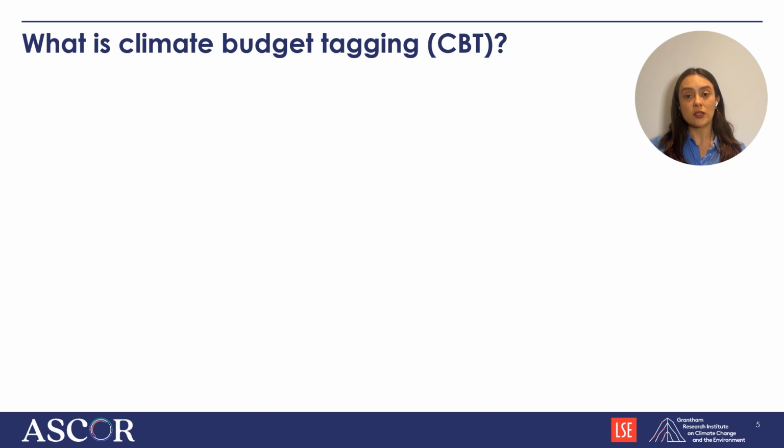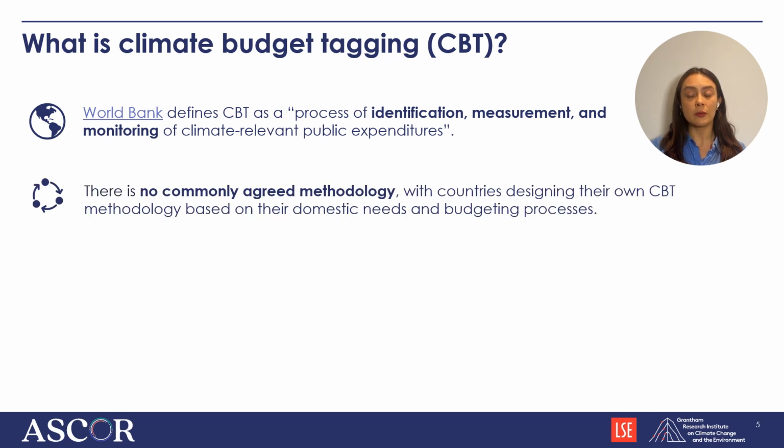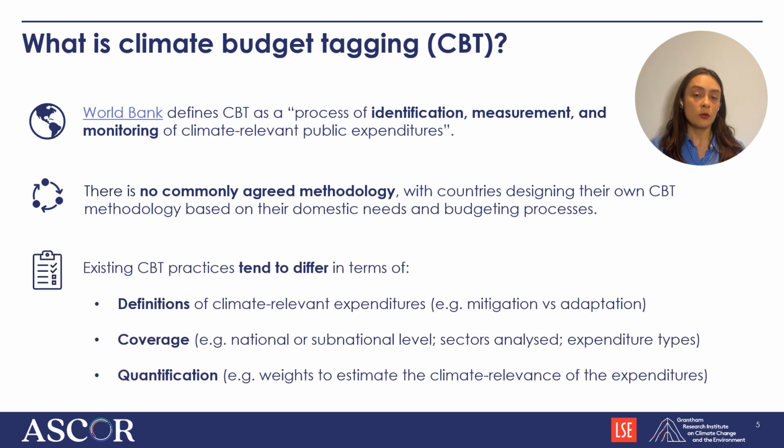So what is climate budget tagging? According to a 2021 World Bank report, climate budget tagging is a process of identification, measurement, and monitoring of climate-relevant expenditures. There is no commonly agreed methodology of what constitutes climate budget tagging, as each country develops its own methodology according to their own budgetary cycles. What we do know is these three key elements that the different methodologies that we assess for 70 countries differ.